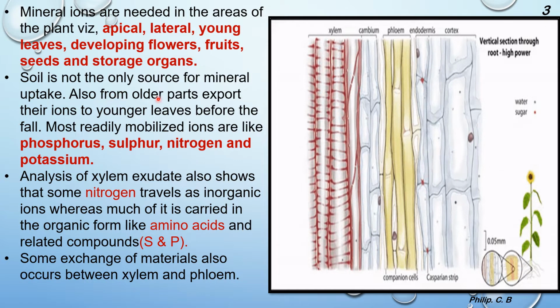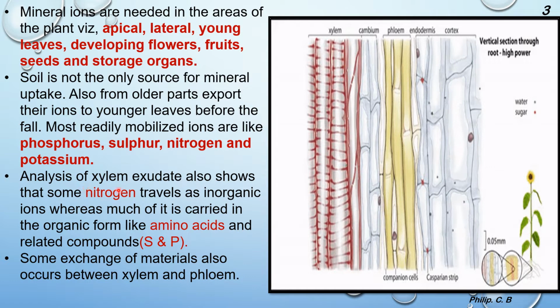So soil is not the only source for mineral uptake. Also, older parts export their ions to the younger leaf before the fall. Most readily mobilized ions are like phosphorus, sulfur, nitrogen, and potassium. Now, as we just learned, soil is a major source of mineral. But other than that, even the older parts transport the ions to the younger leaf before they fall. These are passed on to the younger leaves, and the most readily available ones are phosphorus, sulfur, nitrogen, and potassium.